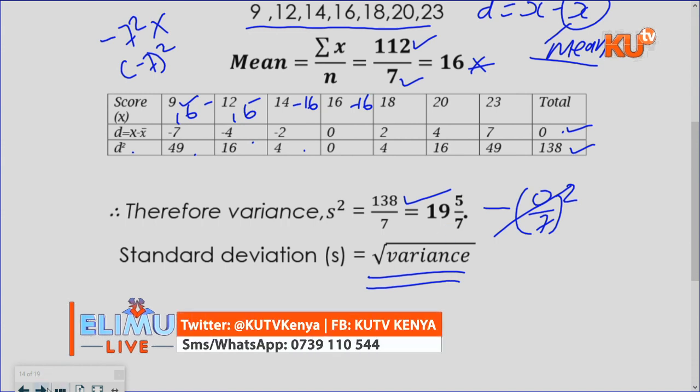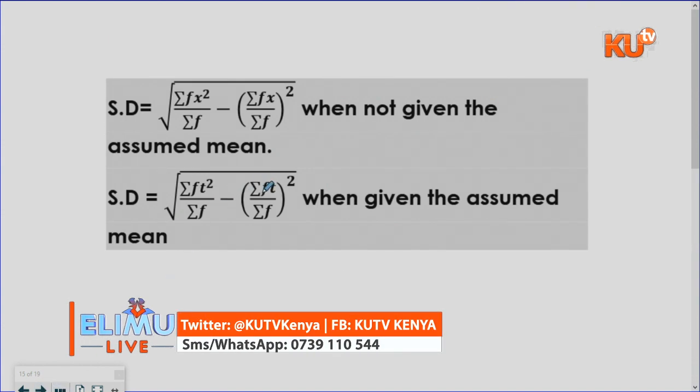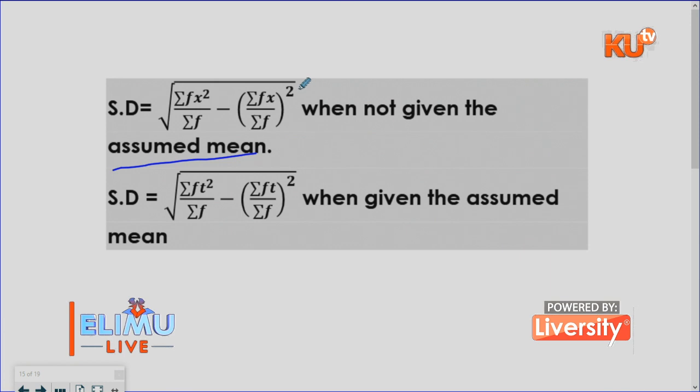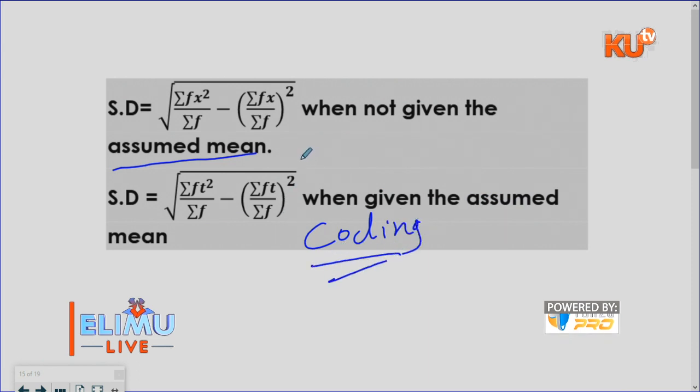Then what about if it is grouped and there is an assumed mean? So look at those two formulas there. When we're not given an assumed mean, you only need this. I guess this formula here is in your mathematical table. You can check. Then if we are given an assumed mean, where you are making your values smaller, that is called coding in math, where you reduce your values, then you have to use this formula. So your work is to know this formula or this one, then apply it appropriately.